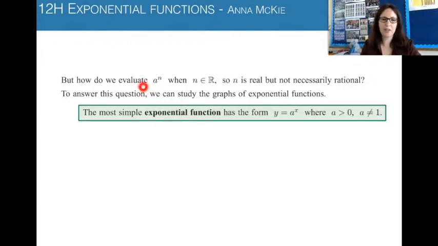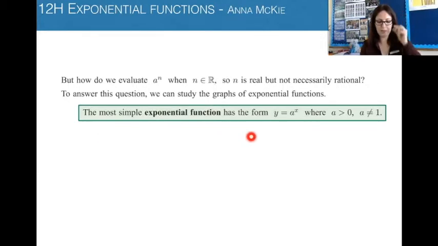So thinking back to some of the things we've done, say 2 to the power of 2, a base number, so again 2 to the power of 3. We've been dealing with integers and whole numbers. What if it's 2 to the power of pi, or 2 to the power of the square root of 7? If we can look at the graphs of these functions, then we'll be able to work out the answers to those things.